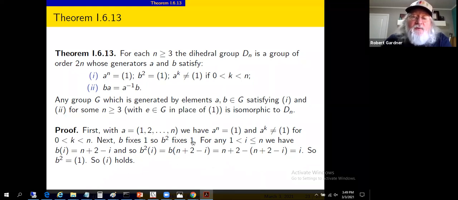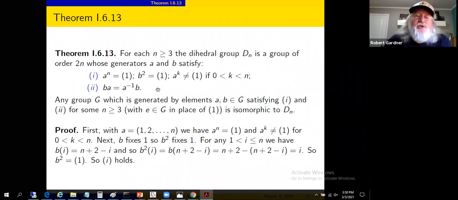So B squared fixes 1. That's easy because B fixes 1. And B squared fixes I. B squared maps I to I for these symbols. In other words, B squared fixes all the symbols. B squared is the identity. And that's the conclusion here. So that takes care of part 1.